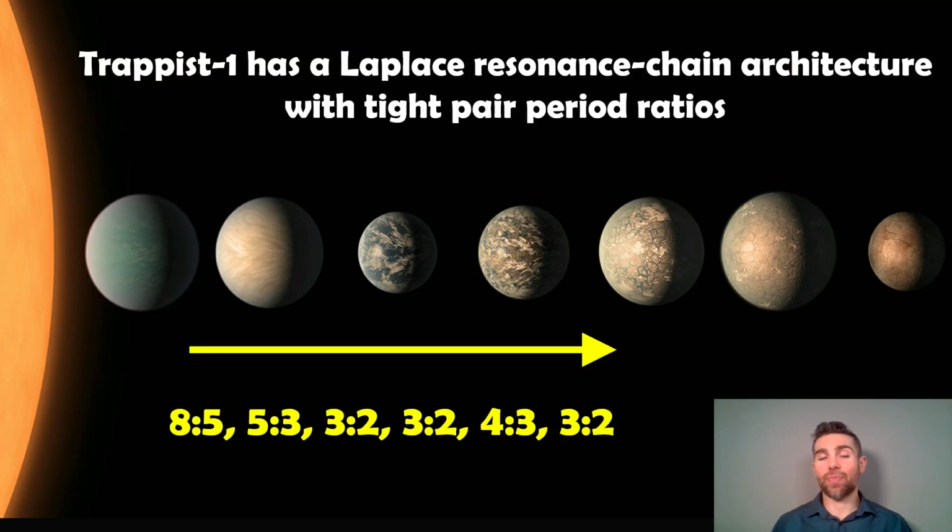And another good one actually is TRAPPIST-1. Now this has 7 terrestrial planets that are in and around the habitable zone. It also orbits a small red dwarf star, but they're quite a tight resonance chain system. Basically, it's like a Laplace resonance chain, and from the inner one to the outer one, you've got an 8:5 ratio. So the inner one will go around 8 times for 5 times of the next one, and then it goes 5:3, 3:2, 3:2, 4:3, and then 3:2. So you've got this really long and quite tight resonance chain in this particular system.